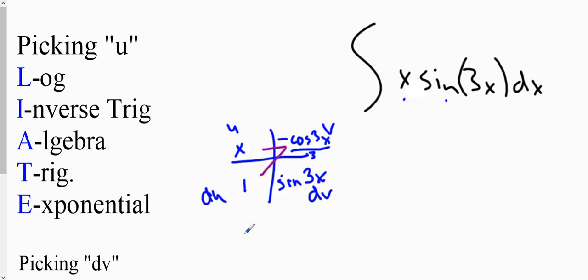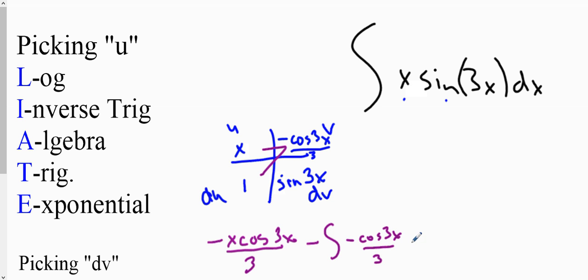So what we have is u times v, which is negative x cosine of 3x all over 3, minus the integral. Finish the magic 7: u times v minus the integral of v, which in this case is negative cosine of 3x over 3, times 1, and we have dx right there. Okay, well, we just did it.